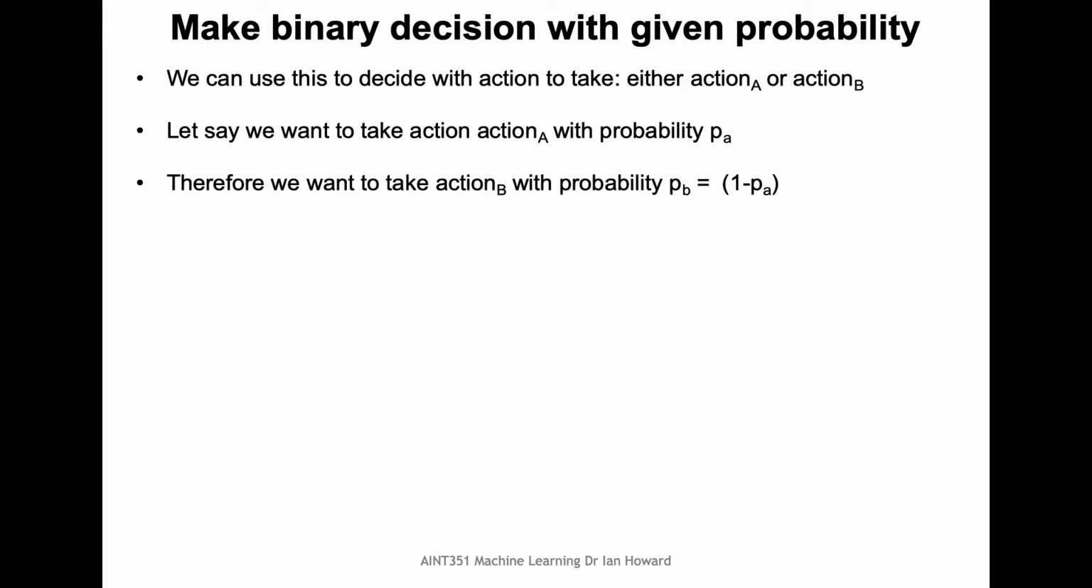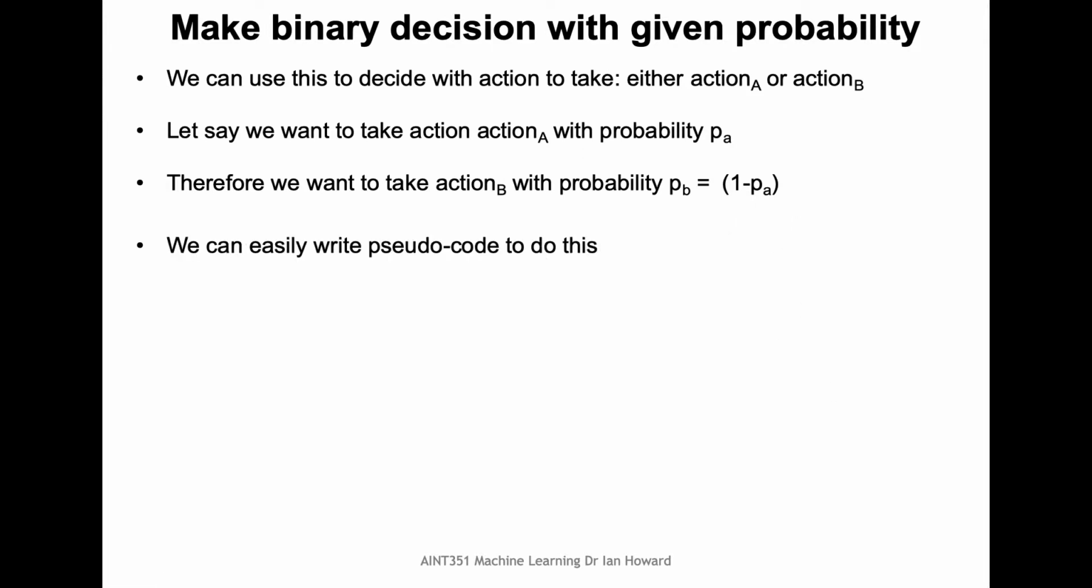First of all, if we take action A with probability PA, then we're taking action B with probability PB, which is 1 minus PA, right? So the probability of one thing happening, or the other thing happening, has got to be 1 overall. So we can say that if A happens with probability PA, then B happens with probability 1 minus PA.